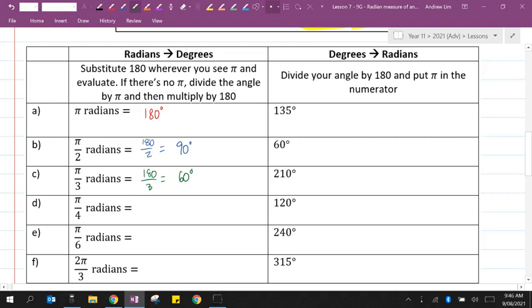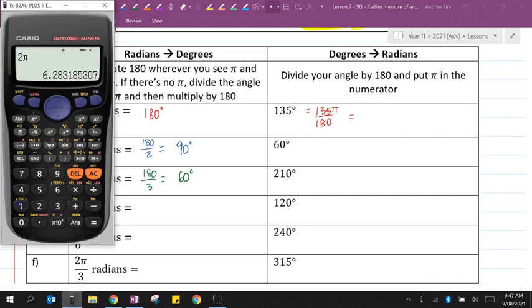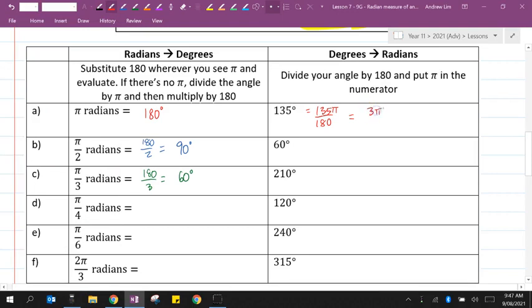Okay, what if we want to convert degrees into radians? If we want to convert degrees into radians, divide your angle by 180 and then just put pi in the numerator. What do I mean by that? So here we are going to do 135 divided by 180 and then put pi in the numerator. So 135 over 180 is 3 over 4, so that's 3 pi over 4.